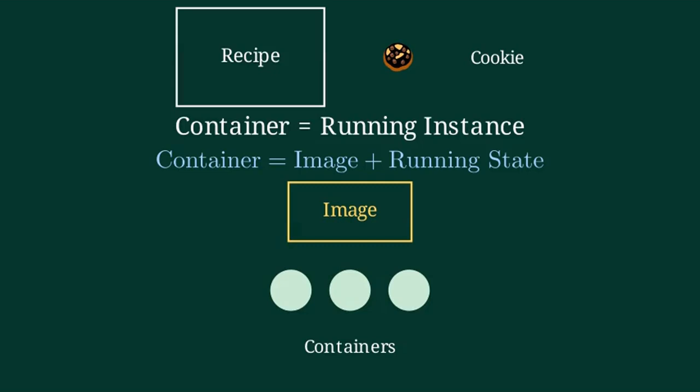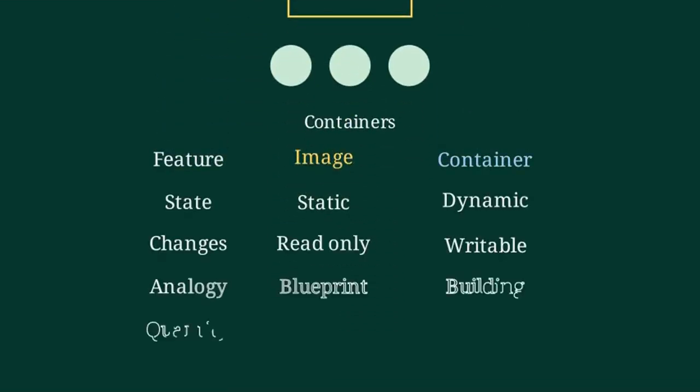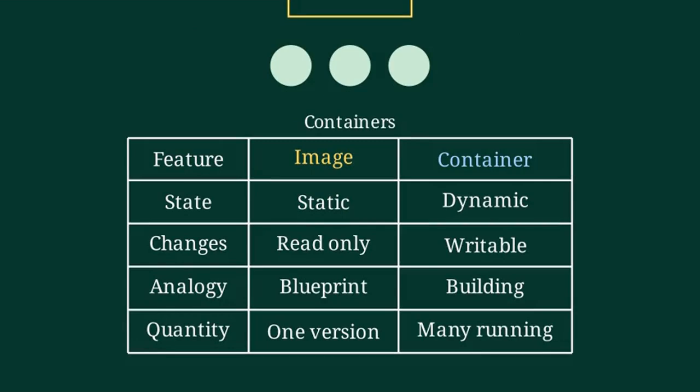Let us show that visually. Here are the key differences side by side. Image is static and read-only. Container is dynamic and writable. You usually keep one image, but you can run many containers at once.